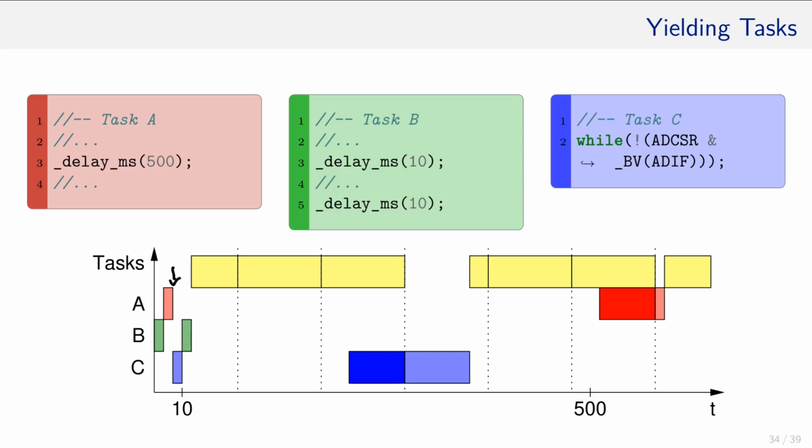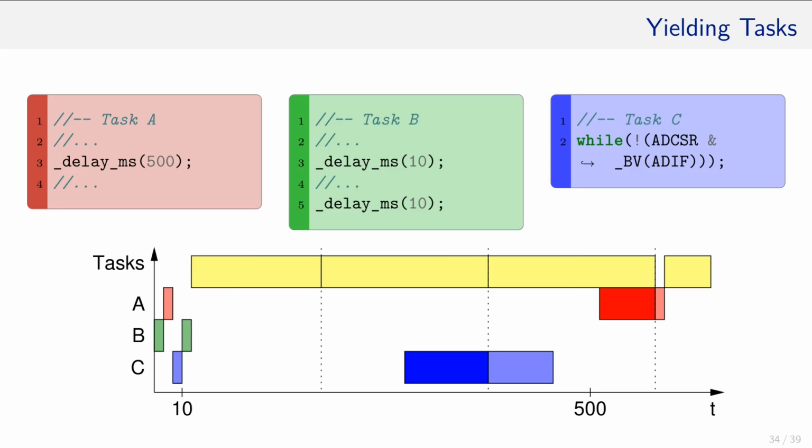The disadvantage is that the desired delay does not end at the beginning of the time frame. For instance, at this time index, it is too early for A to continue, while at this time index it is already too late and A had to wait for that long. Additionally, the same is true for task C. The ADC became ready here, but task C was scheduled only here at this time index.